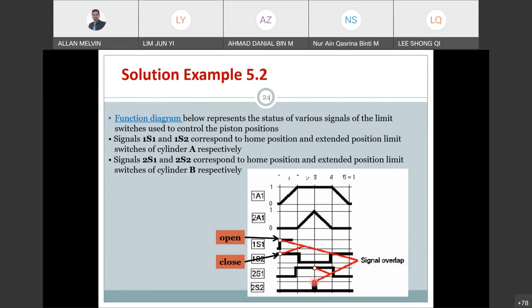Signal overlap can happen because of your design. Because of a design problem, signal overlap can happen, or it can happen because your valve or component is faulty. It is broken. So if it is broken, signal overlap can happen too. You see, oh, I already designed my circuit perfectly. Why is it still not moving? So we check the mechanical part. Inside it is already broken.